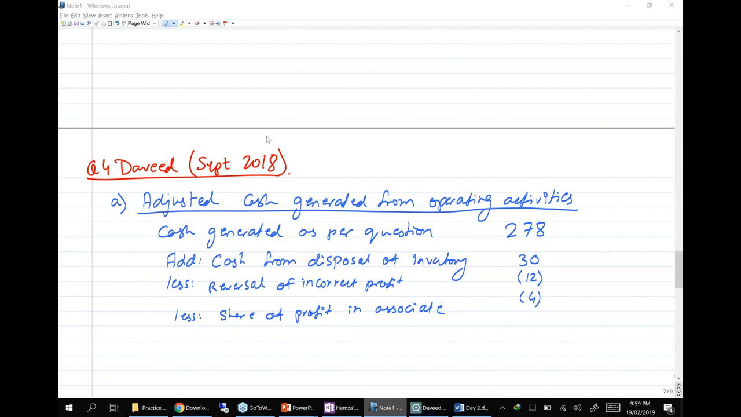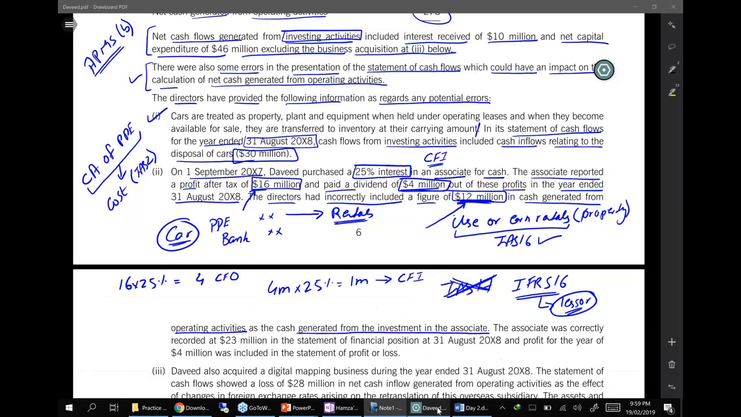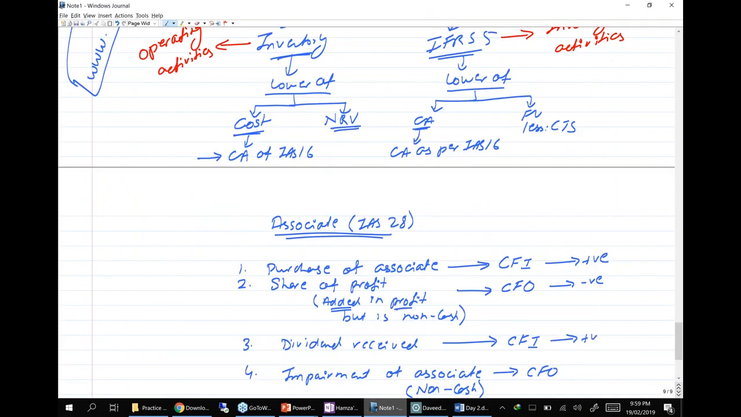Simran is asking, the profit is added in the P&L, so why add it again in CFO? Simran, we do not add it, we actually deduct it. The share of profit is going to be deducted. We are saying that this is already added in the profit, so that is why we are going to deduct it. Dividend received will be added and the impairment loss will also be added.